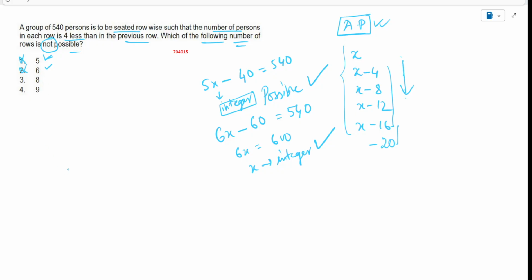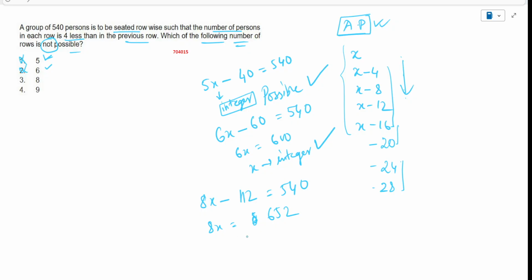Now if we choose x equal to 8, these are the 6 values, then 24 and 28 will be added. And 24 plus 28 means 52, I think. So 52, that means 8x minus 60 and 52 add means 112. This is equal to 540. Now 8x equal to 540 plus 112 means 652.